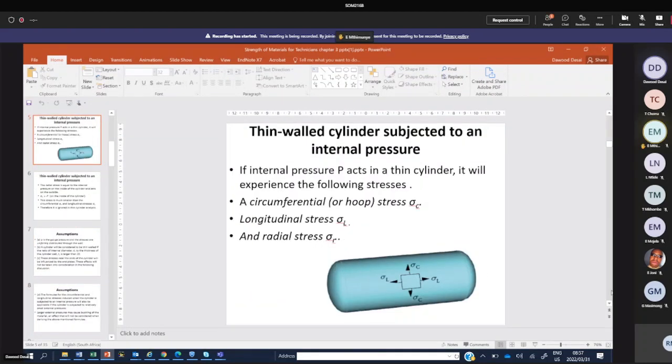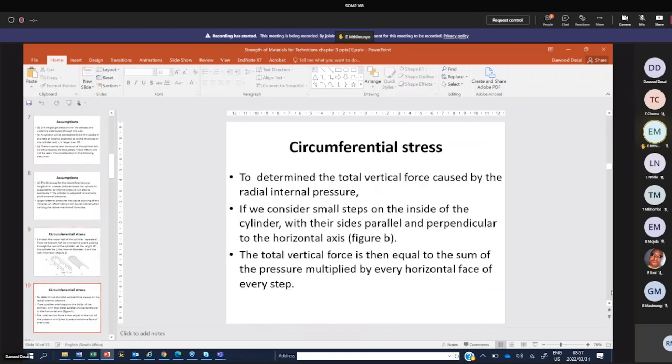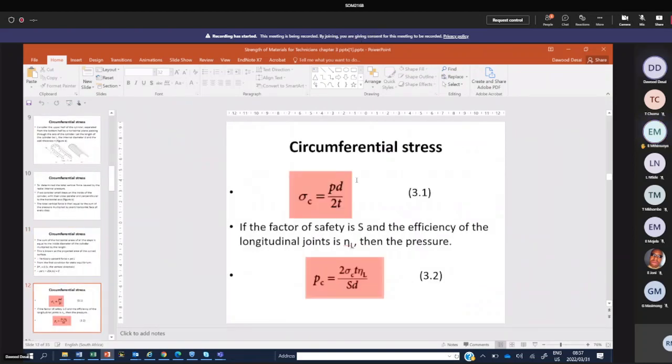Show you the diagram here. Right, here we are. There's the formulas again. Remember circumference?